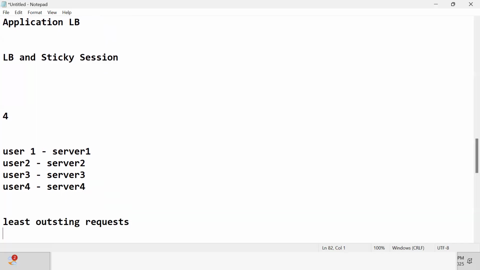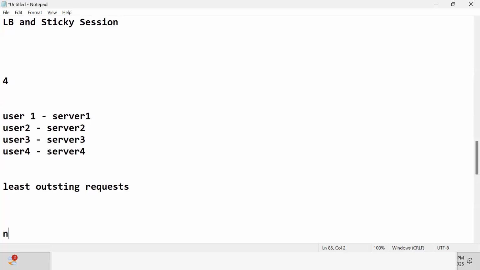Okay, so can you tell me which algorithms have been used by the application load balancer? One is round robin, and the second one is least outstanding request. So these two are supported by the application load balancer.